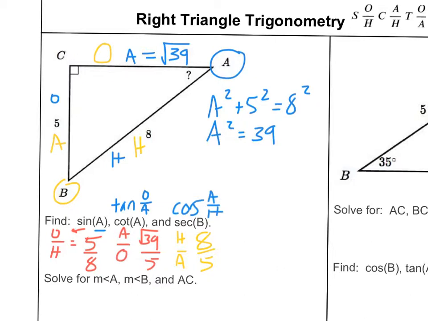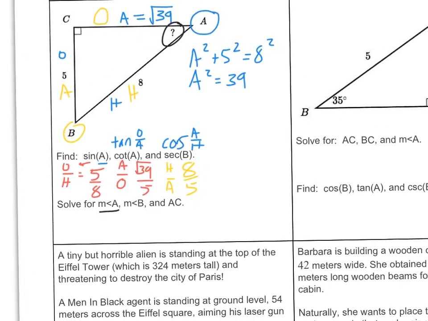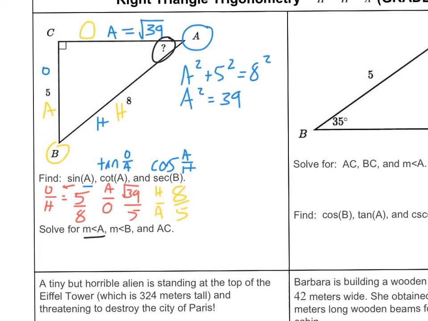Okay, the next part asks us to solve for measure A. That means we're looking for this. I'm going to switch back to blue. I'm looking at this with respect to A. And here I know my opposite and my hypotenuse, so I'm going to deal with sine for this. So sine of A is 5/8. That means that to get the angle, I've got to use inverse sine. Sine inverse of 5/8. And by the way, if you don't have a calculator, you can leave it like that.